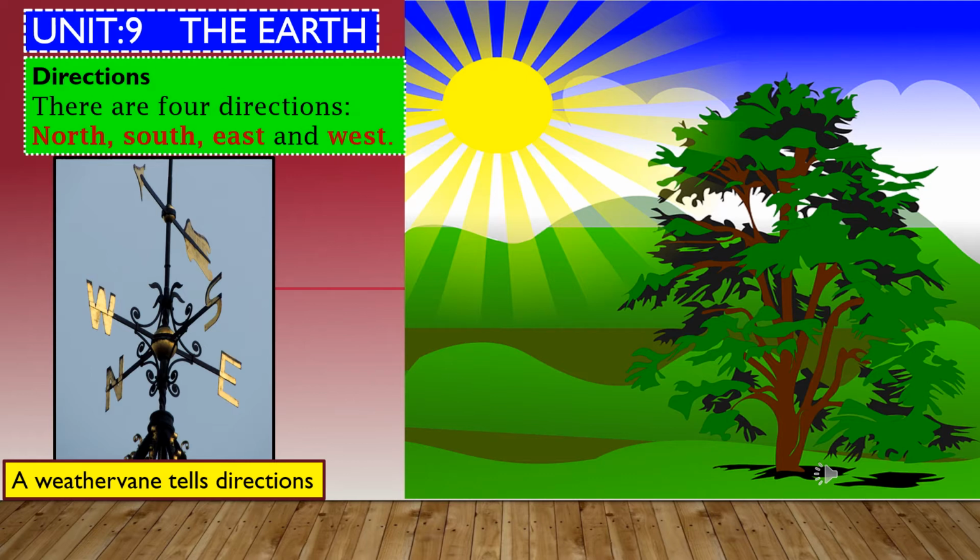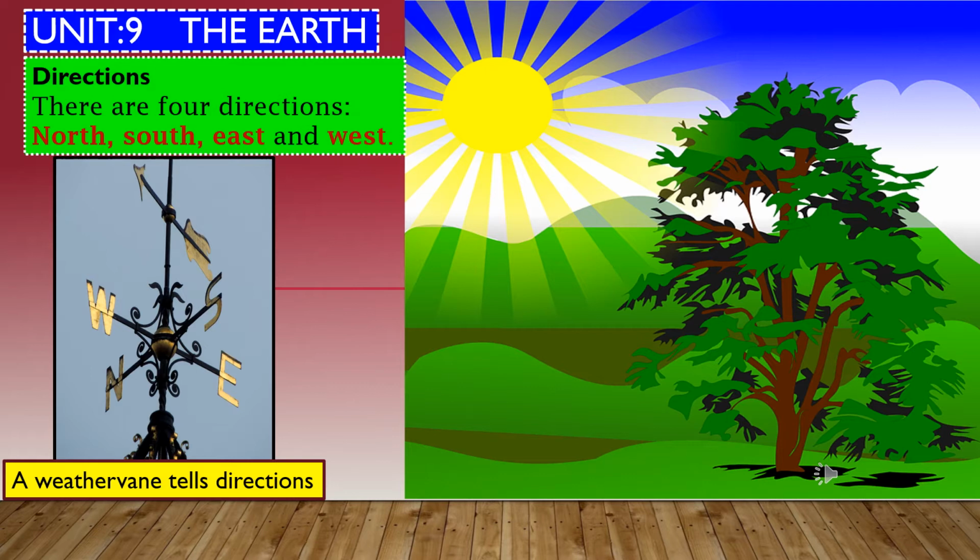Directions. There are 4 directions: north, south, east and west. So dear students, we always say that the sun rises from the east and the sun sets in the west. So east and west are directions, and in total there are 4 directions: north, south, east and west. The direction from which we start seeing the sun is the direction east, and the direction where we stop seeing the sun is the west direction.